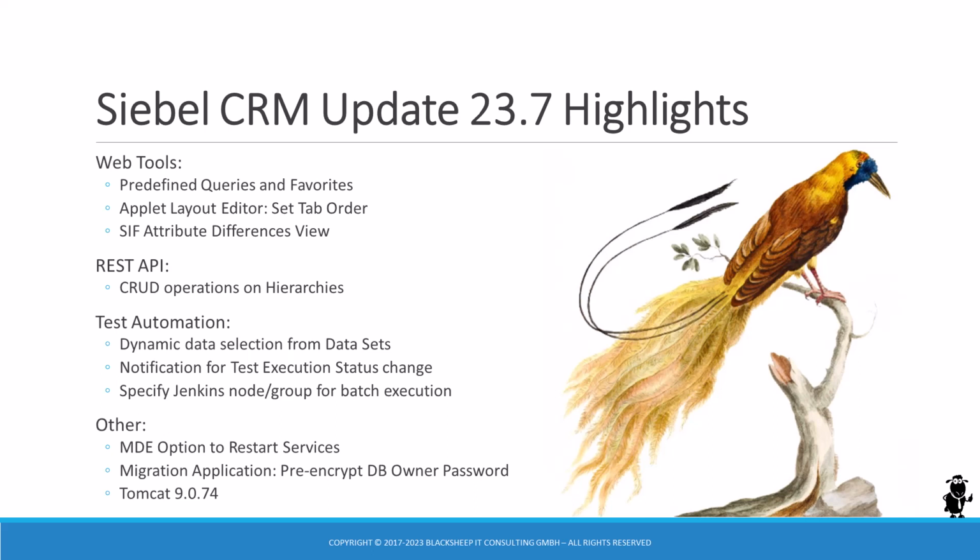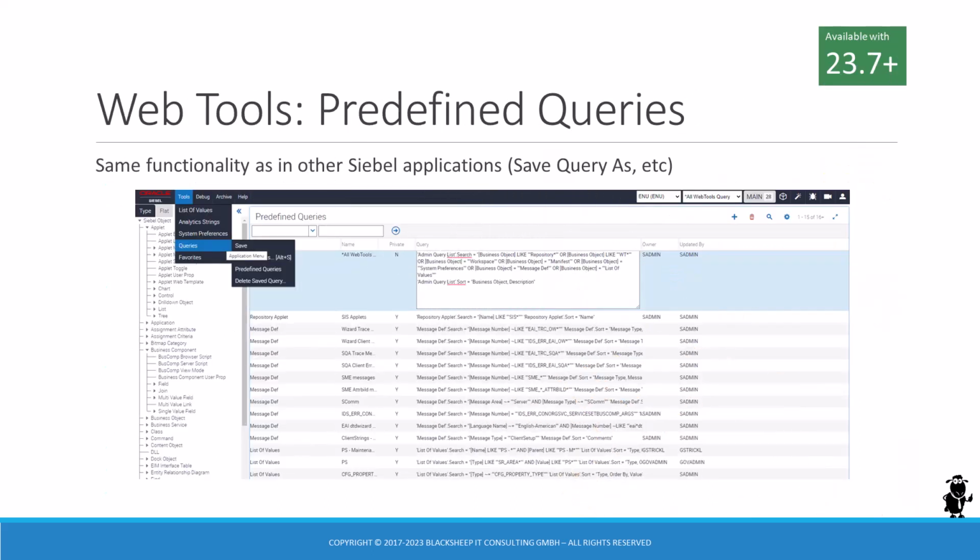And that's not all. The Modular Deployment Engine, or MDE, has given up the habit of starting services when asked not to. The migration application supports pre-encryption of the table owner password. And finally, the version of Apache Tomcat shipped with Siebel CRM is raised to 9.0.74. That's a lot to explore, so let's dive in.